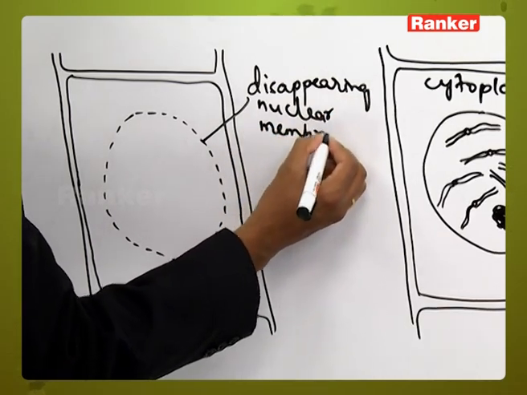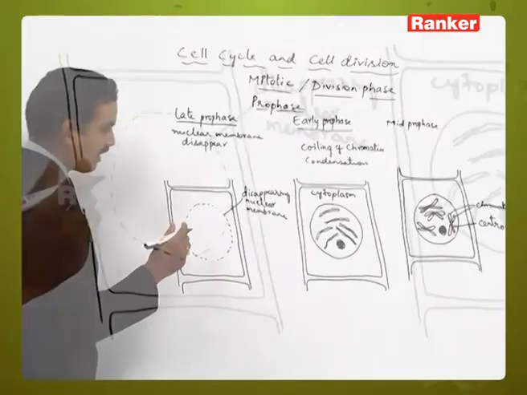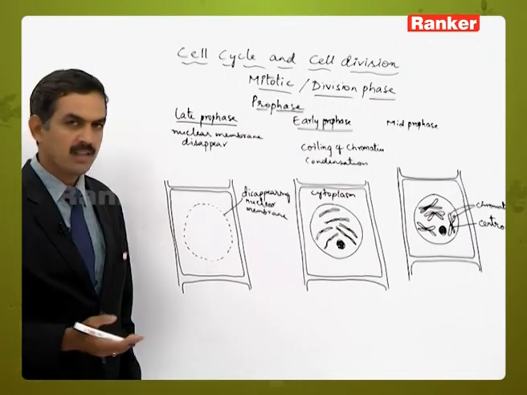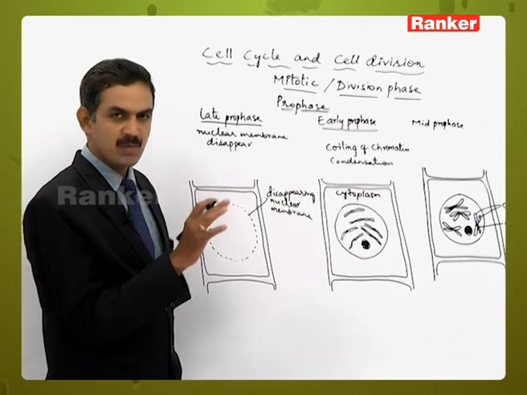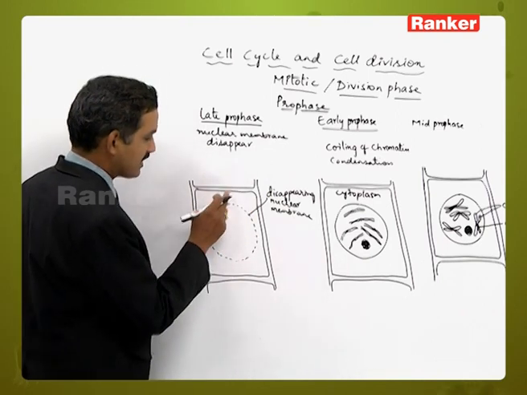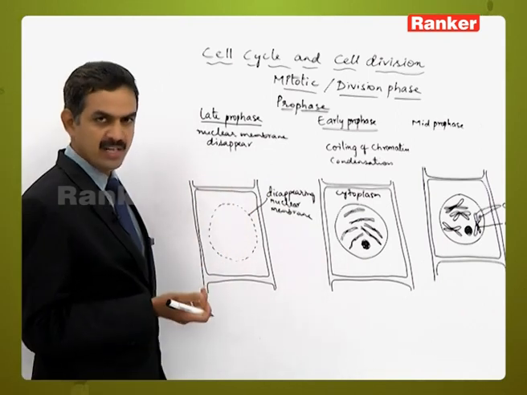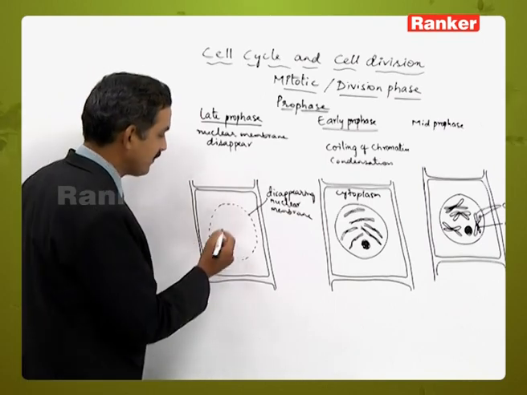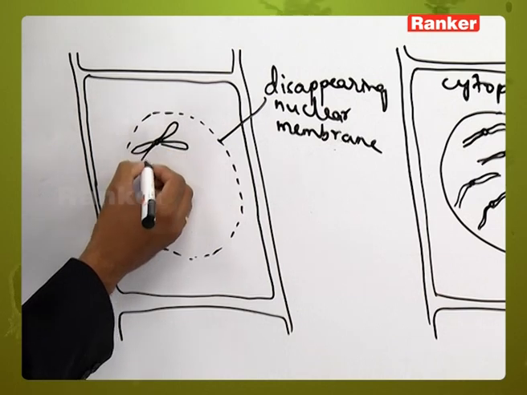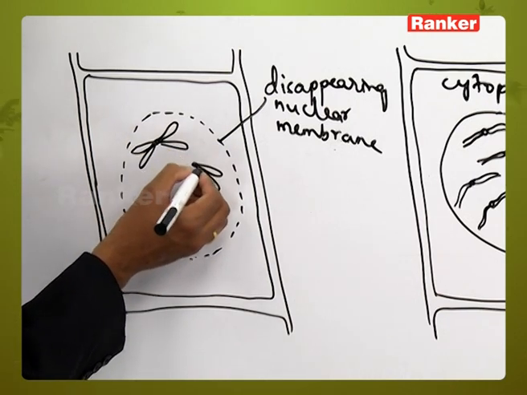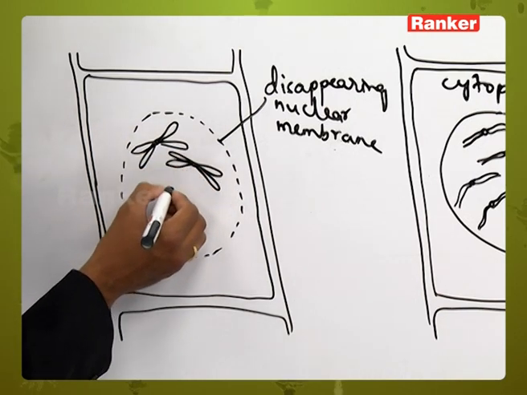Disappearing nuclear membrane, so that by the time of completion of prophase, the nuclear membrane will completely disappear, so that the nucleoplasm and nuclear membrane, we can't differentiate them. Both of them are mixed with each other, and inside which we can clearly see the presence of the centromere containing chromosomes with definite rod shaped structures.